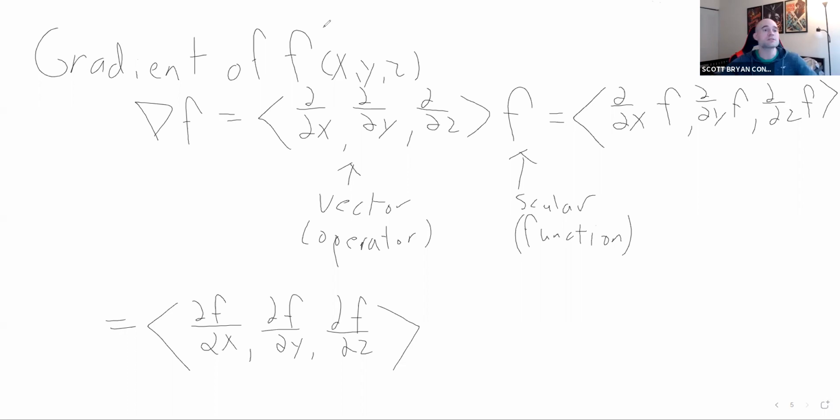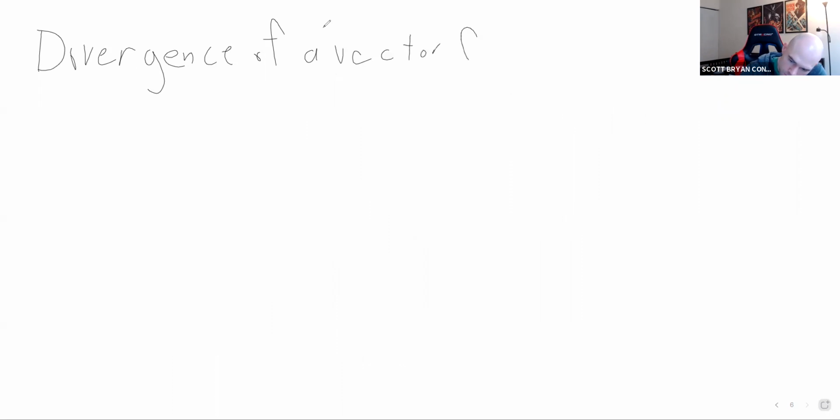So that's one thing we know how to do with vectors, multiply them by scalars, scalar functions in this case. Well, we also saw a couple other things we can do with vectors. We can take the dot product of two vectors. So for instance, what happens when we dot del with a vector field now, so a function which is a vector? What we get is the divergence of that vector field.